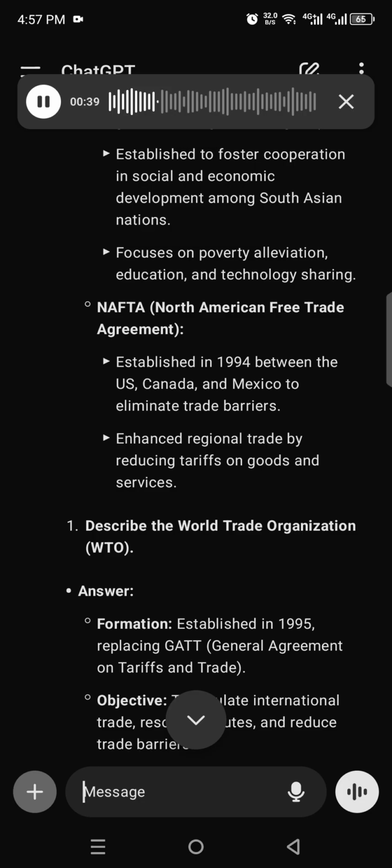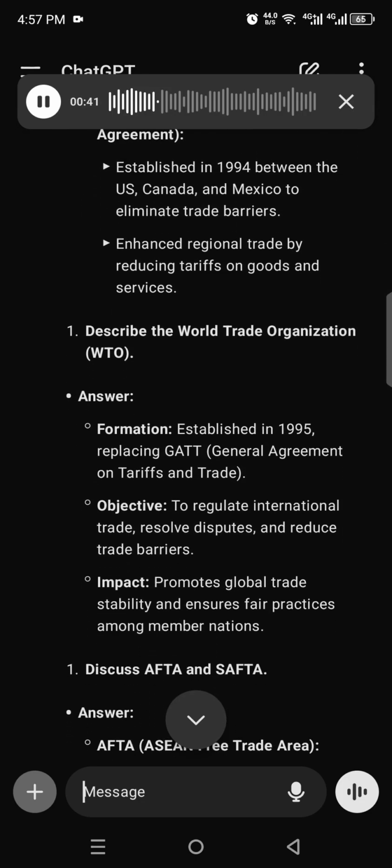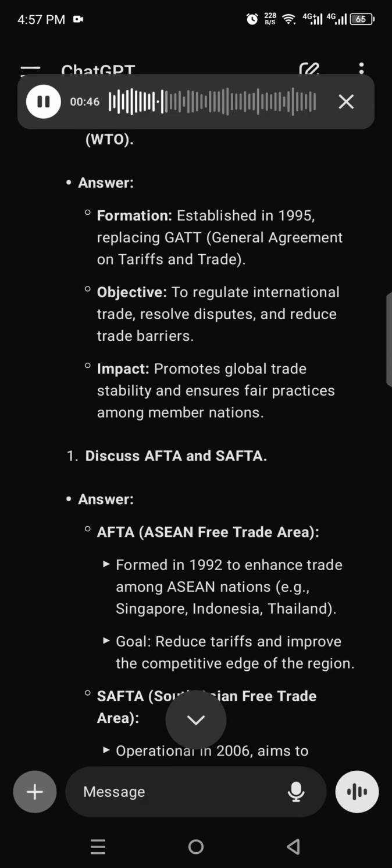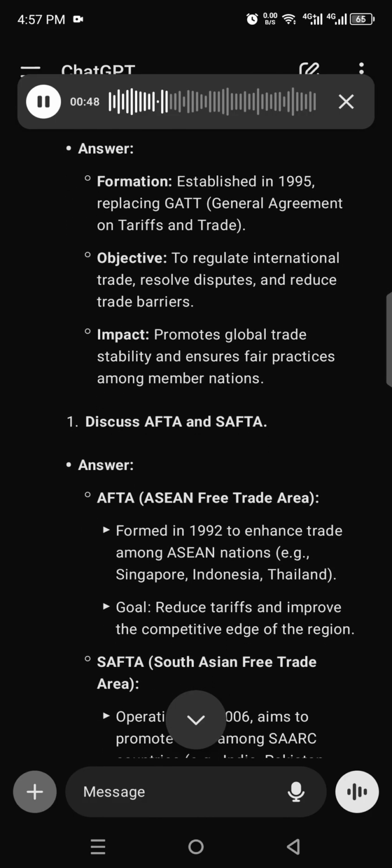13. Describe the World Trade Organization, WTO. Answer. Formation. Established in 1995, replacing GATT, General Agreement on Tariffs and Trade. Objective. To regulate international trade, resolve disputes, and reduce trade barriers. Impact. Promotes global trade stability and ensures fair practices among member nations.